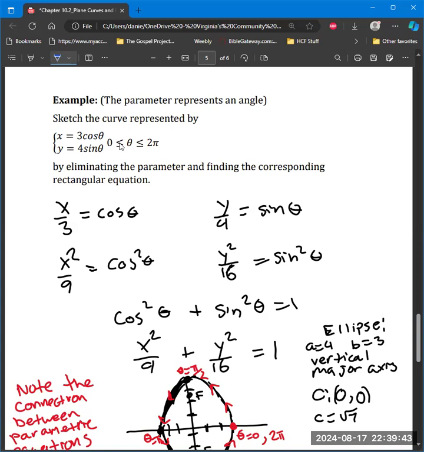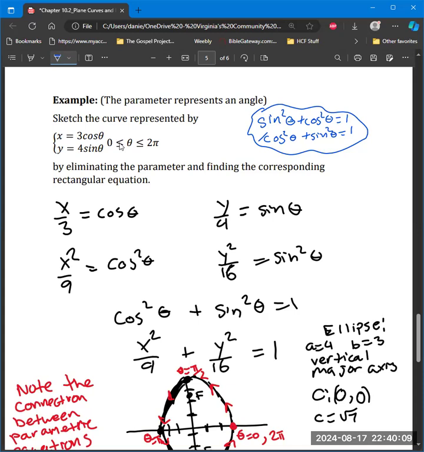I'm going to think about if I have sine and cosine, I have sine squared theta plus cosine squared theta equals 1, or I can write it the other way, cosine squared theta plus sine squared theta equals 1. Whichever way I want to write it, I'm going to choose this way because I want my x's to be written first. So x squared over 9 is cosine squared theta.